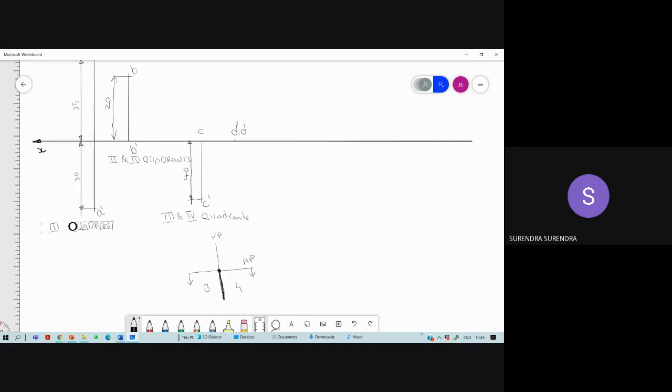So you can write the statement as all quadrants. Simply write it as all quadrants. Why? Because it is at the intersection of all the 4 quadrants, or 1, 2, 3, 4 quadrants. Okay.